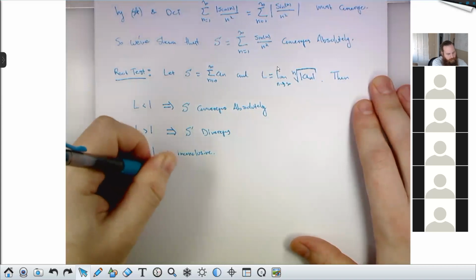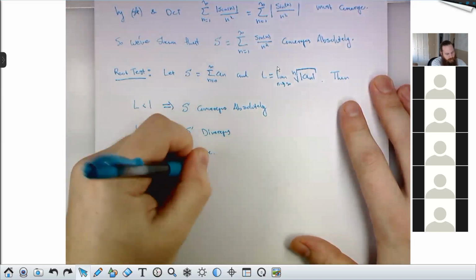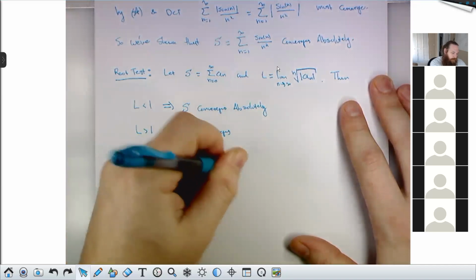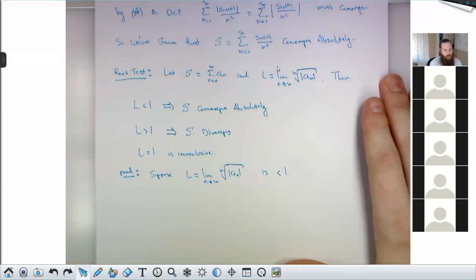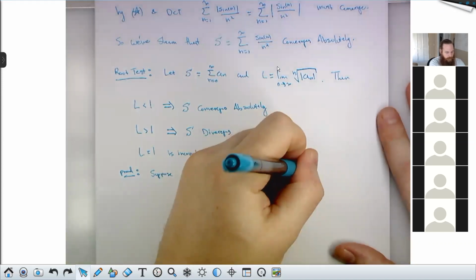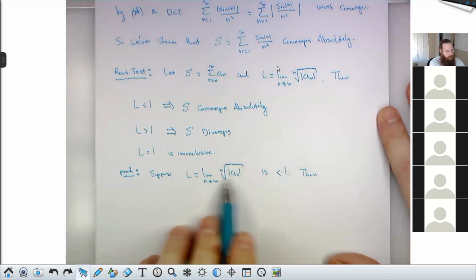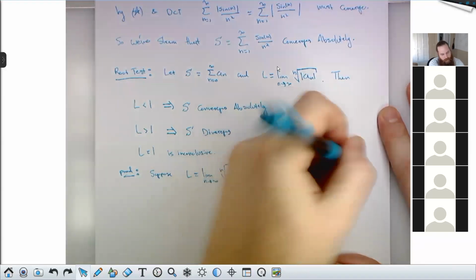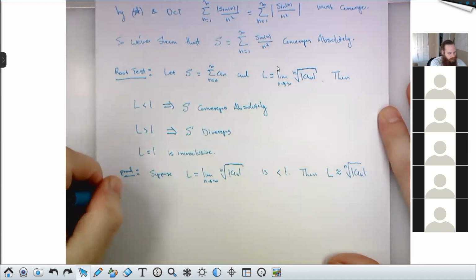I'm just going to prove the first case: that if L is less than 1, then the series converges. Suppose L is the limit as n goes to infinity of the nth root of the absolute value of a_n, and L is less than 1. Well, if this limit exists and is equal to L, then for very large values of n, these things are close.